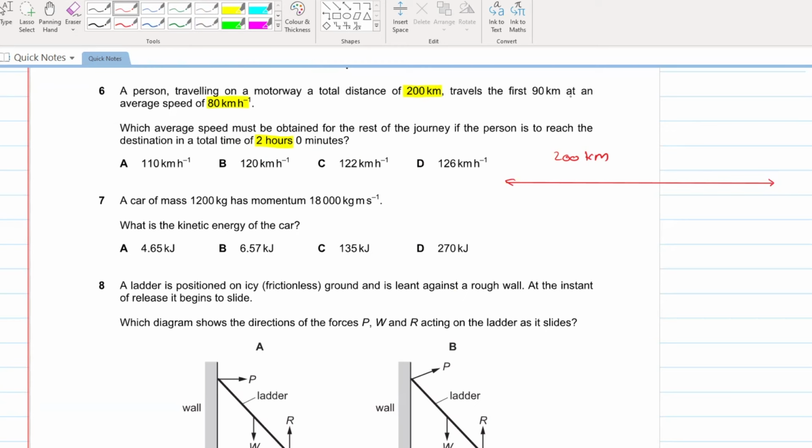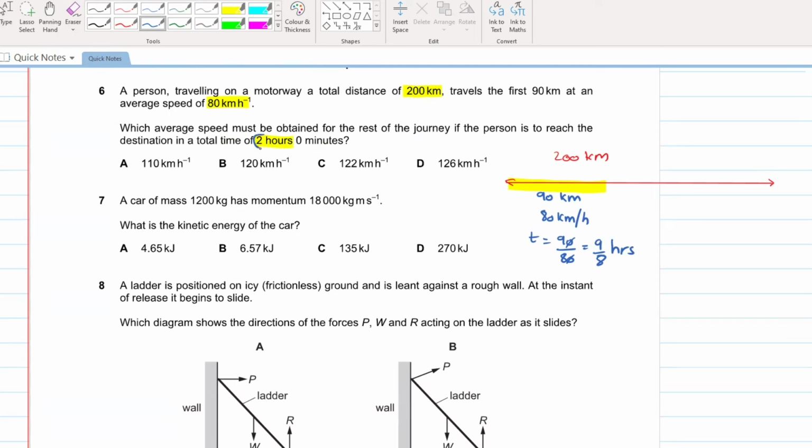You have covered the first 90 kilometers at an average speed of 80 kilometers per hour. Can you calculate the time here? Yes, time is equal to distance over speed. The zeros cancel out. 9 over 8 hours comes out to be your time.